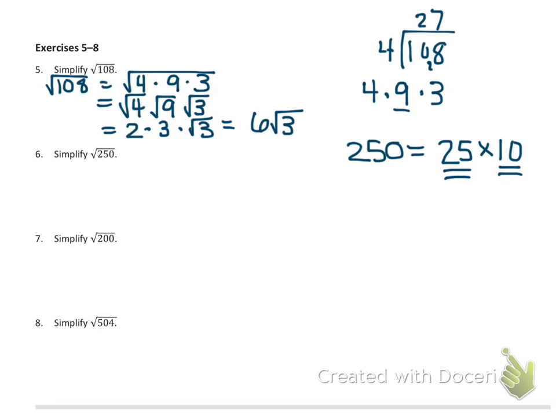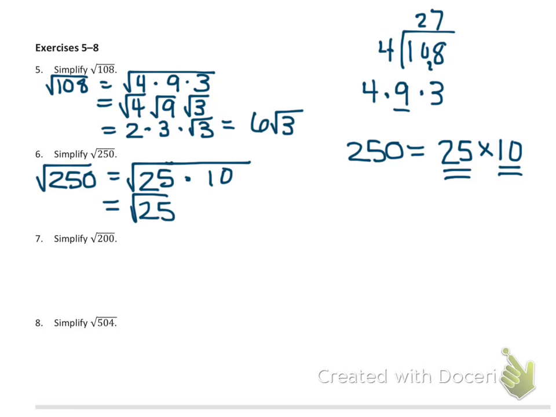So I'm going to write square root of 250 is equal to the square root of 25 times 10. And now I can break those apart, times the square root of 10. And I know that I can't simplify square root of 10 any further, so this just becomes 5 times the square root of 10.